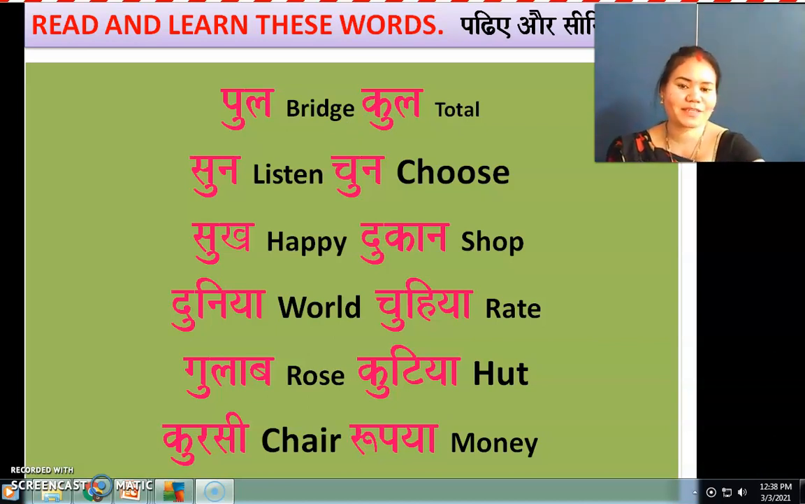Yeah, good. So next one is, which letter is this one? Who's going to say? Yes, Ka. And the symbol of U. Ku. Next one, La. Kul. Kul means total, the whole family. Kul parivar, kul milakar parivar, total.